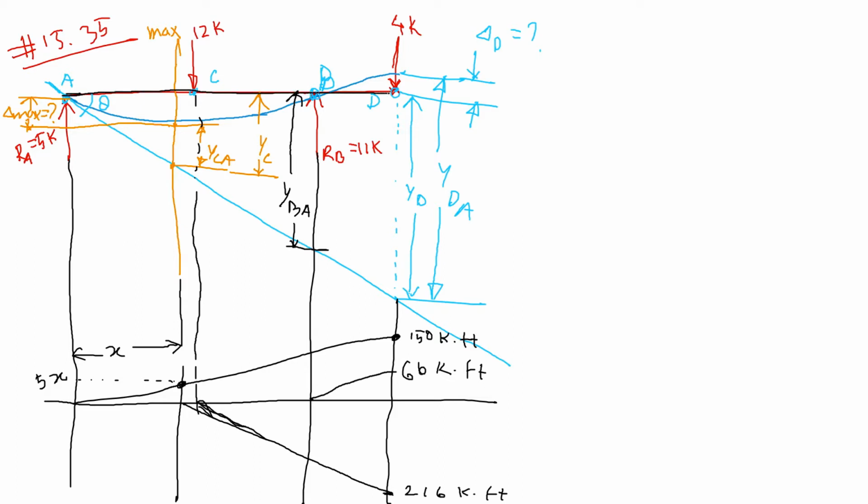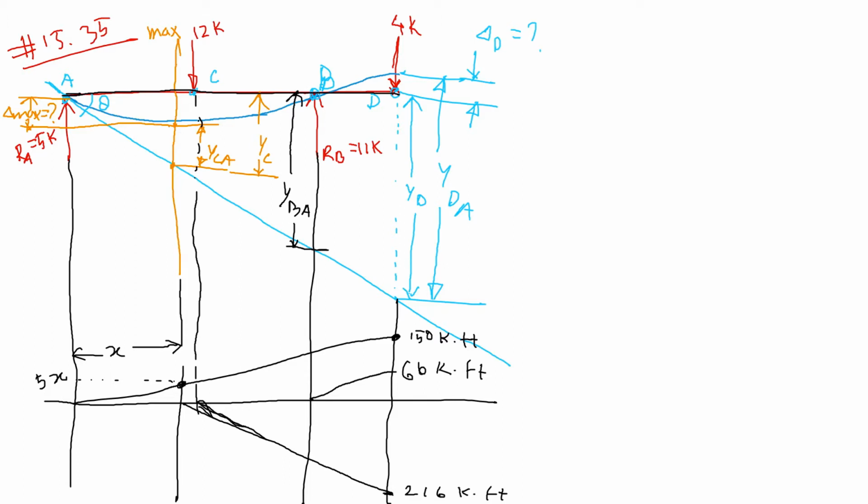So that's the beam, and it has a 12k load here and a 4k load at D. It is simply supported at point A and at point D, and C is the middle point between A and B, where the 12k load is.